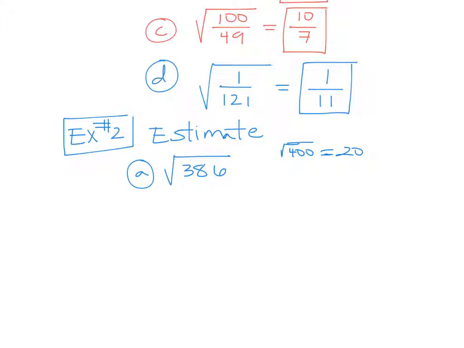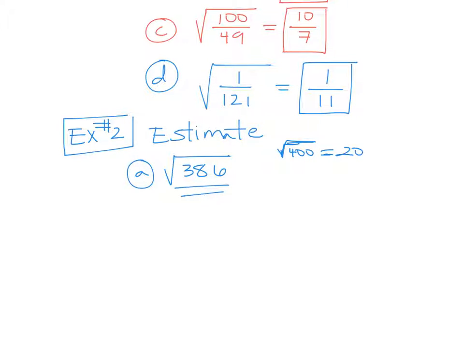So this is pretty close to the number 20. Is it more or less than 20? This is going to be less than 20, because if the square root of 400 is 20, then the square root of 386 would be less than that, right?